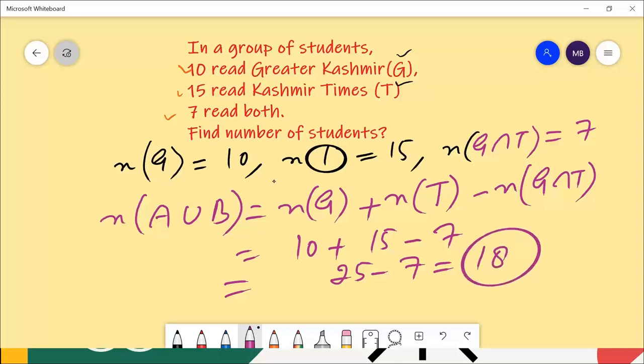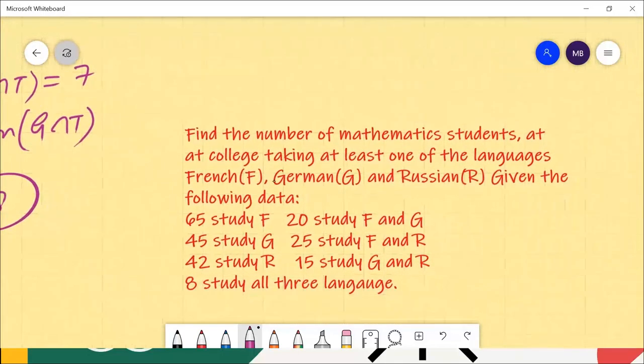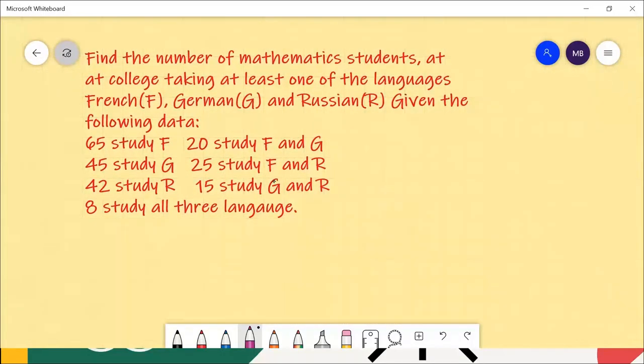So this is how you can use the inclusion-exclusion principle to solve such kinds of problems. Let us take another problem. The problem is with three sets. Find the number of mathematics students at a college taking at least one of the languages French, German, Russian, and we are given some data. So you have to find the number of students, that is the union of French, German, and Russian, who take at least one of the languages.